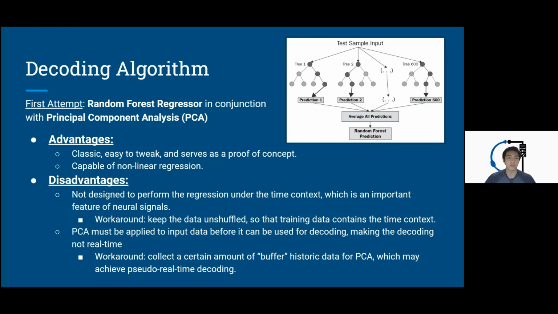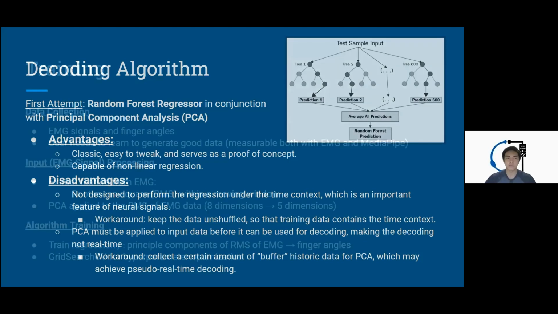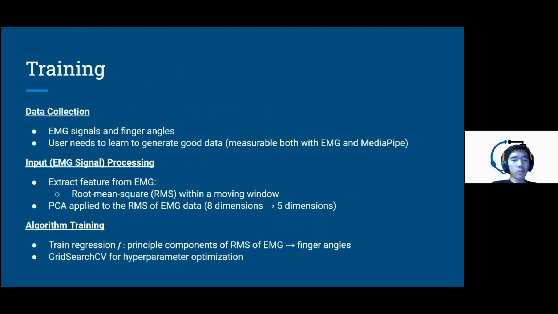With regards to the conflict between PCA and the real-time applications, we may potentially collect a few of the most recent historical data points that we call the buffer and apply PCA to the buffer for decoding. This allows us to achieve pseudo-real-time decoding. As long as the size of the buffer is reasonable, the delay in the decoding shall not cause significant inconvenience. Let's move on to how the algorithm was trained.